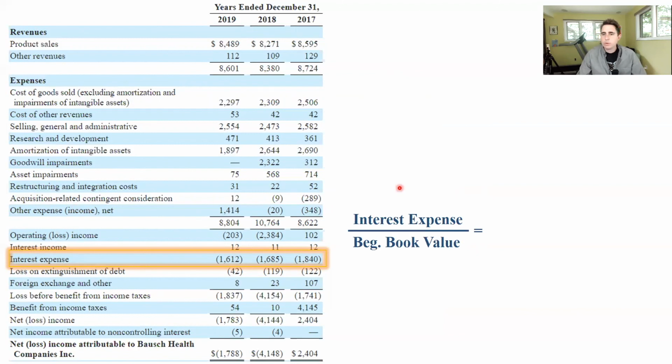So if we calculate the effective interest rate on a firm-wide basis, we would just take interest expense over that beginning book value. So 1612 right here is what's presented as interest expense. And beginning book value is that 24077 plus the 228. So you can do this on a firm-wide basis. And you come up with 6.6%, which is an idea of how risky that company was when they originally issued their debt. So 6.6% is pretty risky.